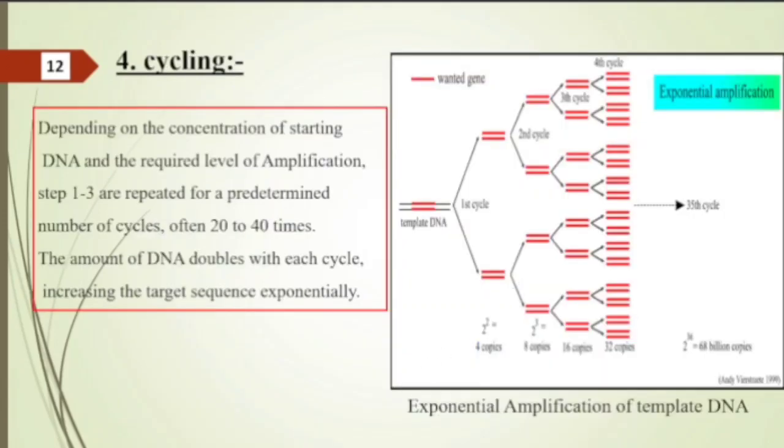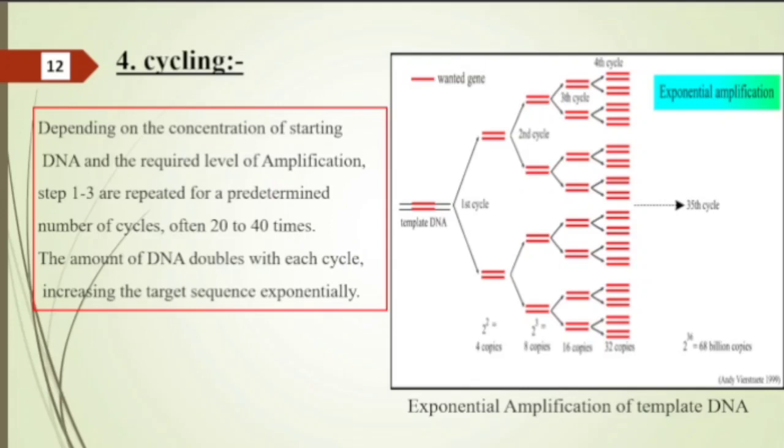Next, fourth step is cycling. Depending on the concentration of starting DNA and the required level of amplification, steps 1 to 3 are repeated for a predetermined number of cycles, often 20 to 40 times. The amount of DNA doubles with each cycle, increasing the target sequence exponentially.